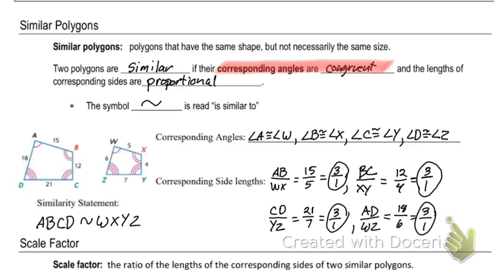It also tells you that AB is proportional to WX, BC is proportional to XY, CD is proportional to YZ, and ZW is proportional to DA. We get all that from that one little statement. All right, that is similar polygons in a nutshell.